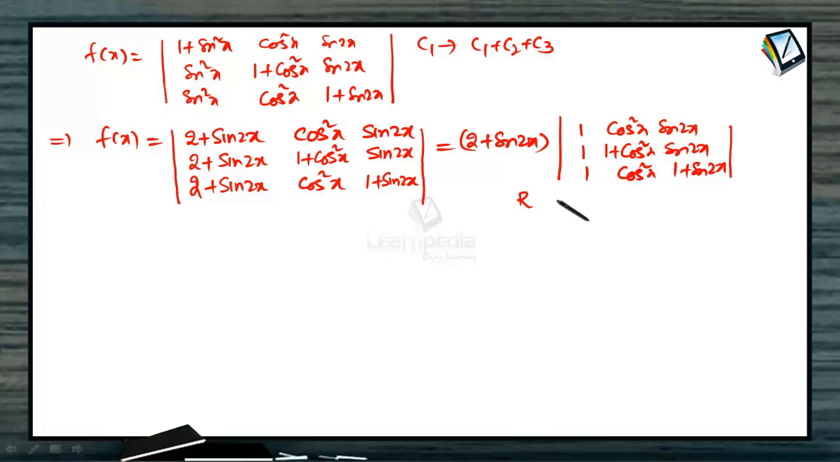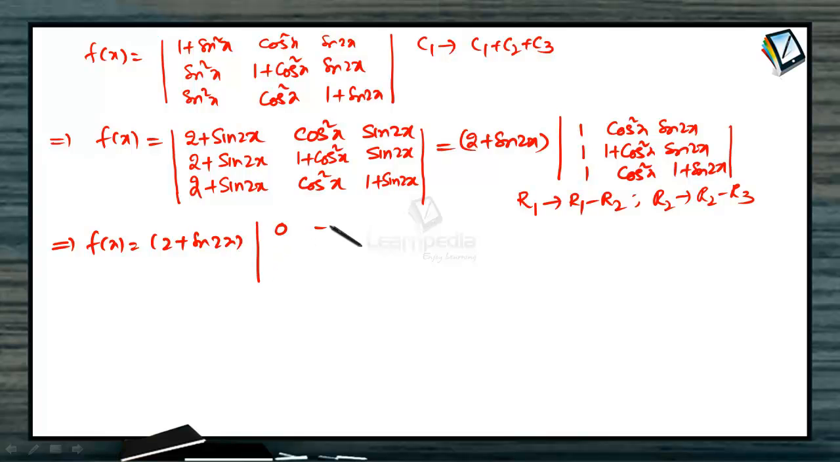Here if I apply the row operations R1 replaced by R1 minus R2 and R2 replaced by R2 minus R3, f of x is equal to 2 plus sine 2x into the determinant with rows 0, minus 1, 0; 0, 1, minus 1; and 1, cos square x, 1 plus sine of 2x. Finally f of x becomes, if you expand using this column, 1 into plus 1 minus 0 is 1, so 2 plus sine 2x is left.